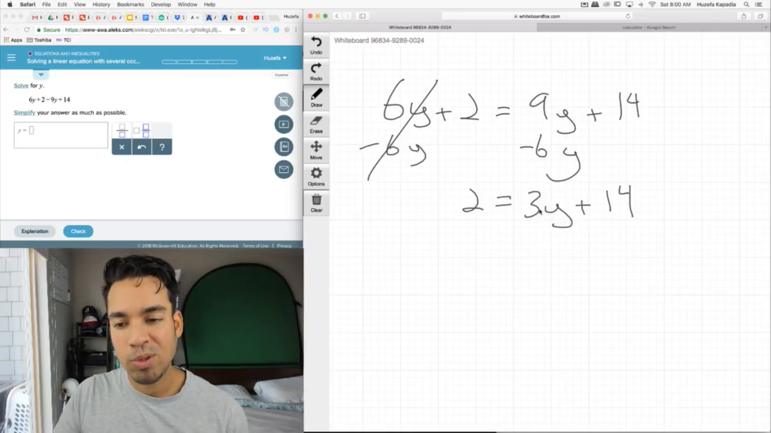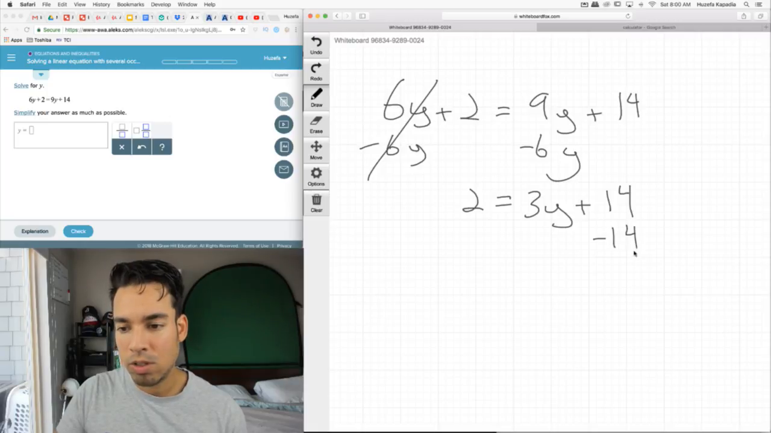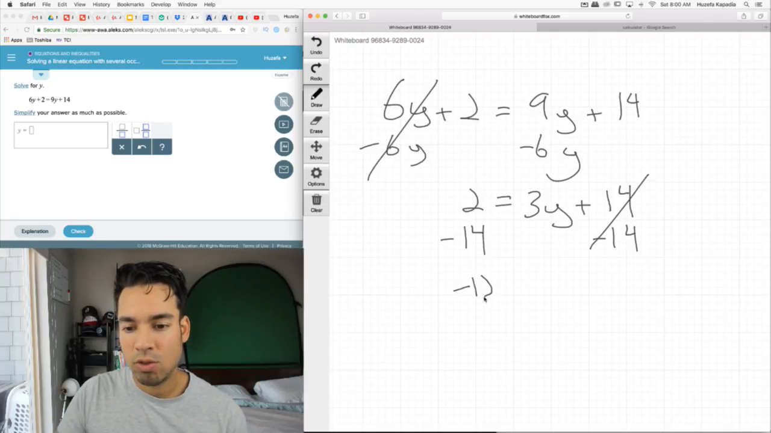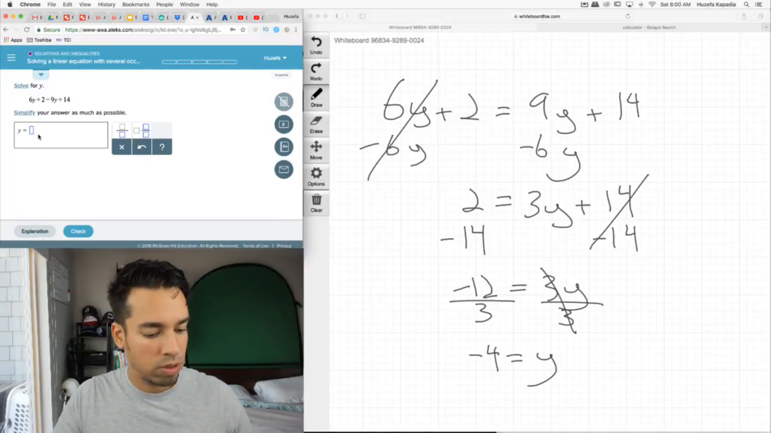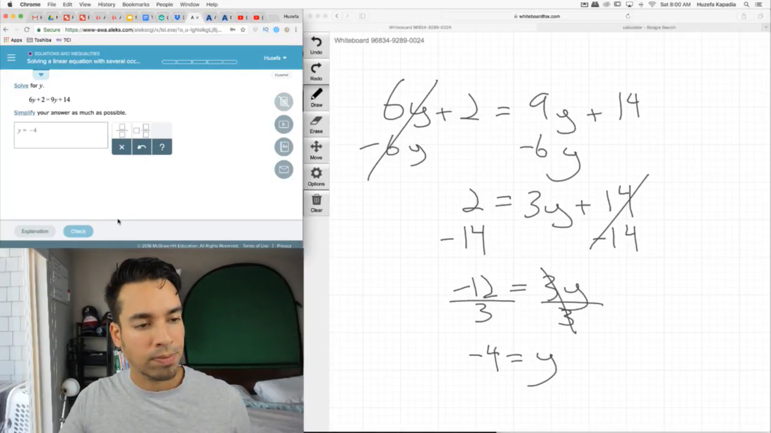Now that we've got the variables consolidated, let's get the numbers to the other side. First I'm going to move the 14 because it's farthest away from y. 2 minus 14 is -12 equals 3y. And last but not least, 3 is multiplying the y, so we divide both sides by 3, the inverse operation of multiplication. That goes to 1, and -12 divided by 3 is -4. Therefore, y equals -4.